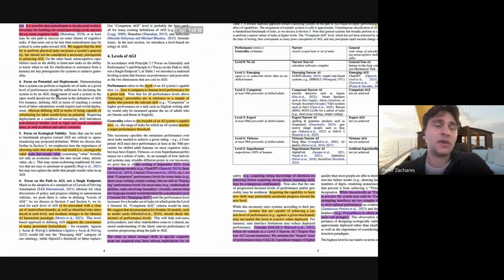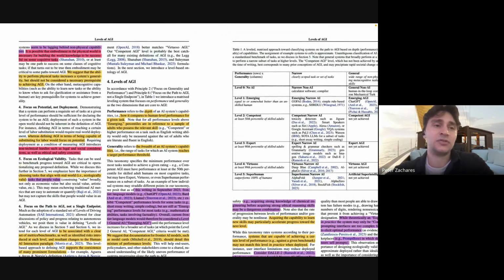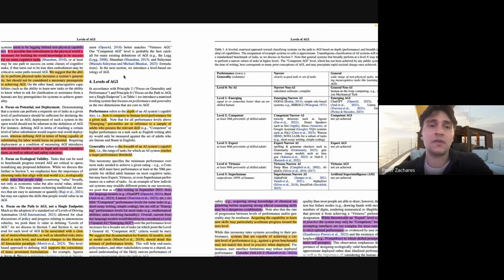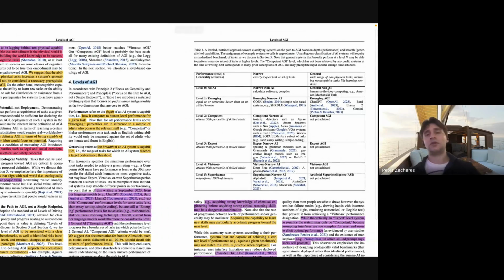So this is talking about how to think about artificial general intelligence. And here they define in section 4 levels of artificial general intelligence. And they have two different specific criteria that they use to measure intelligence. One is narrow performance, or narrow AI, and one is general AI.